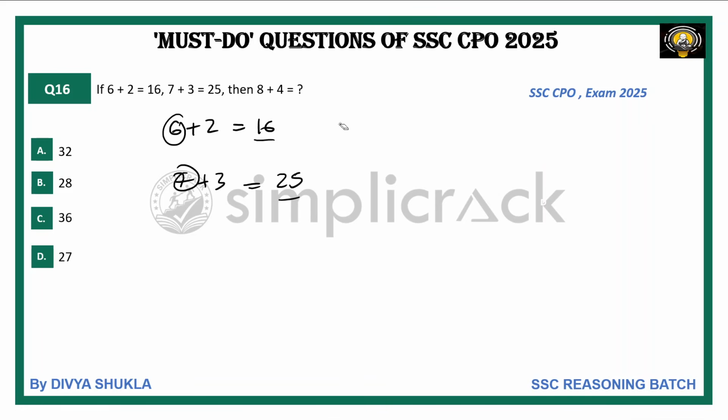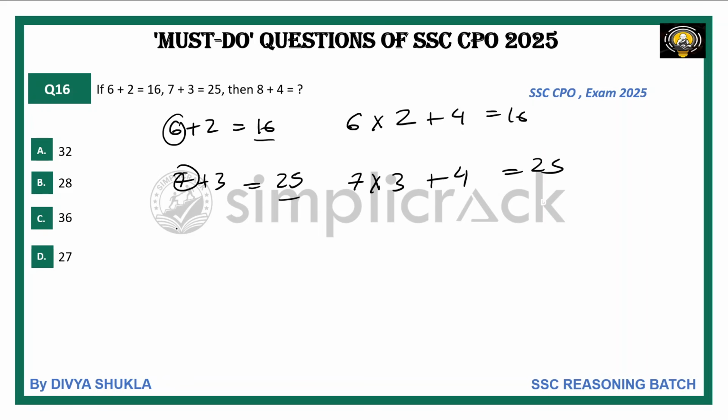You can see that these are close to the multiplication of these. That means if I multiply 6 by 2 and add 4, I get 16. If I multiply 7 and 3 and add 4, I get 25. So this is the correct logic.